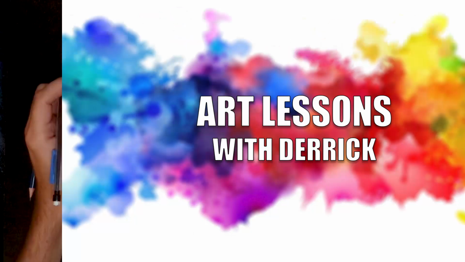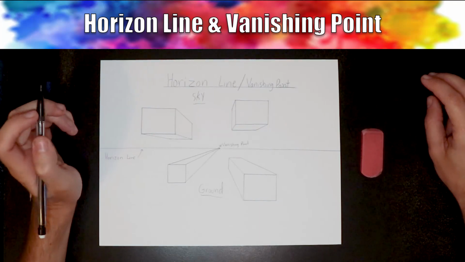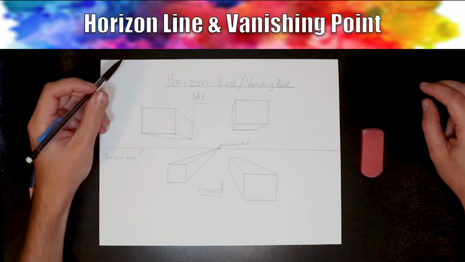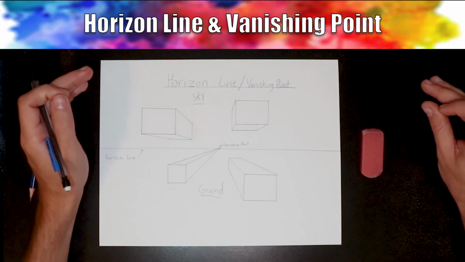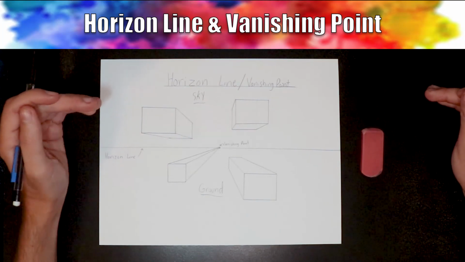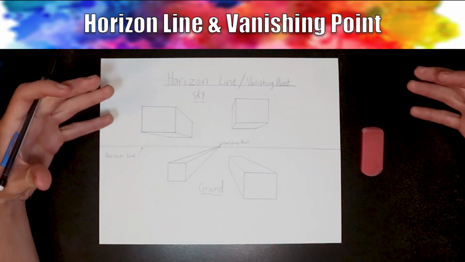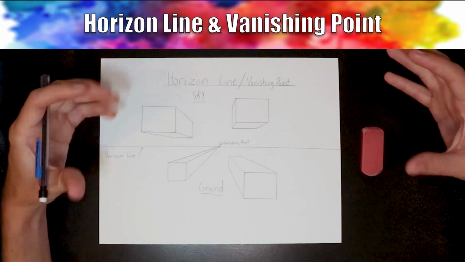So in this video, we're going to go over two really important topics in art and in drawing: the horizon line and the vanishing point. These are really important, especially when you're drawing things like roads or buildings. They really help you make things look really 3D and keep everything at the same angle.